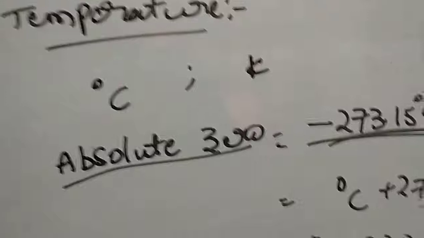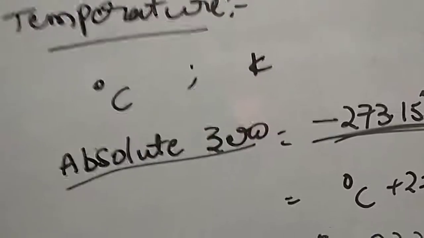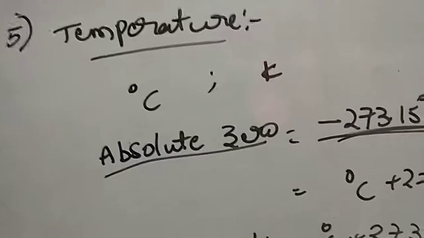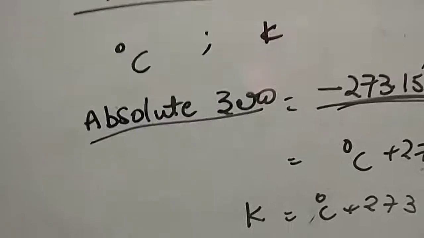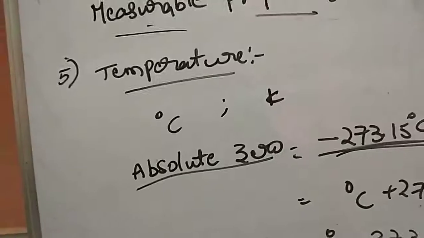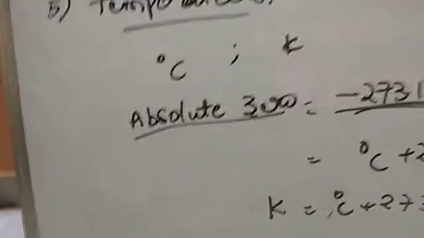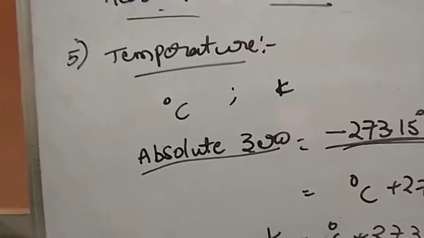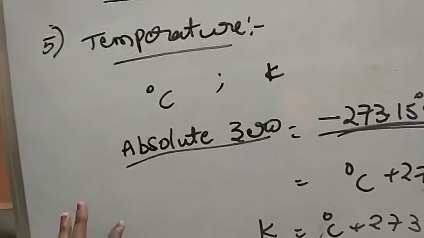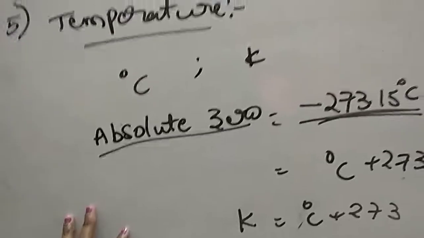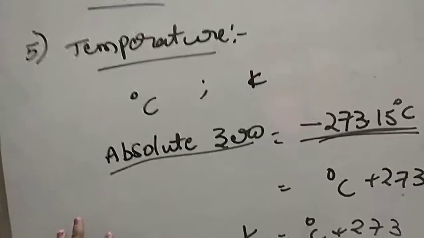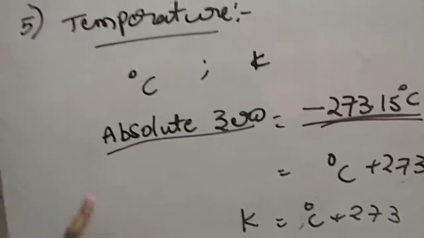Here we have three conditions at absolute zero: molecular motion in the gas ceases, pressure of the gas becomes 0, volume of the gas becomes 0, and kinetic energy of the gas becomes 0. These are the conditions at absolute zero temperature. The temperature we will take in degrees Celsius or Kelvin scale. Degrees Celsius we call the Celsius scale, Kelvin we call the Kelvin scale.